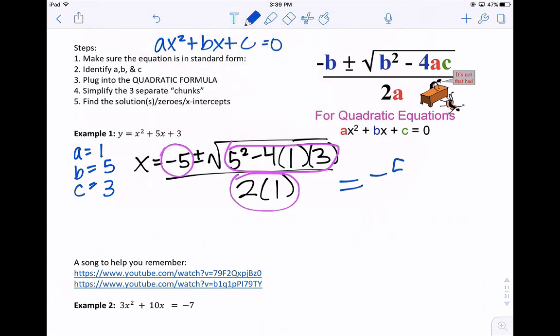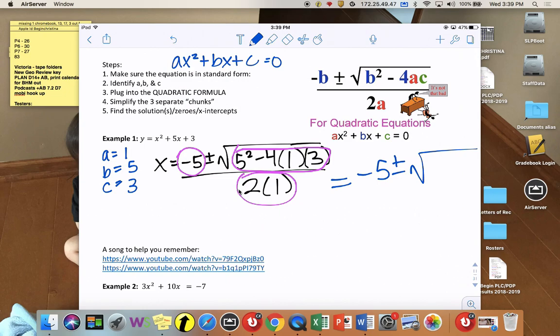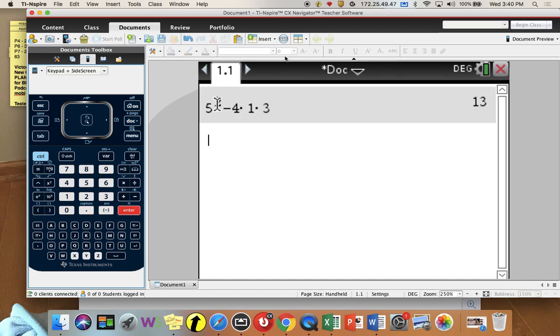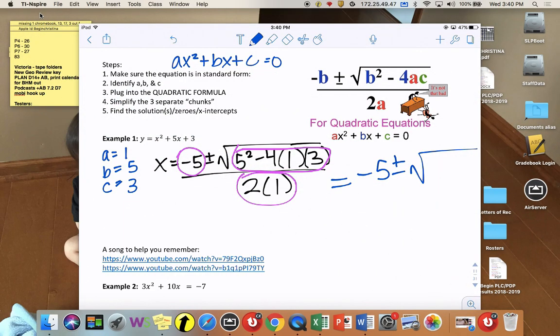All right, so when we do that, here's what it will look like. So we'll get -5 plus or minus the square root, and then you can type that part into your calculator, the 5 squared minus 4 times 1 times 3, which is 25 minus 12. But if you just want to type it in, here's what it looks like. 5 squared minus 4 times 1 times 3. Okay, so I want that separately. It's 13. It's 25 minus 12, which is 13. So I want that separate here.